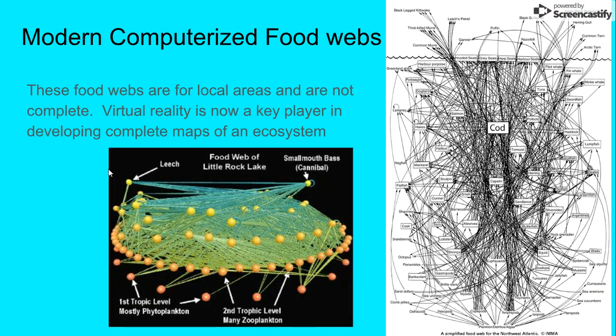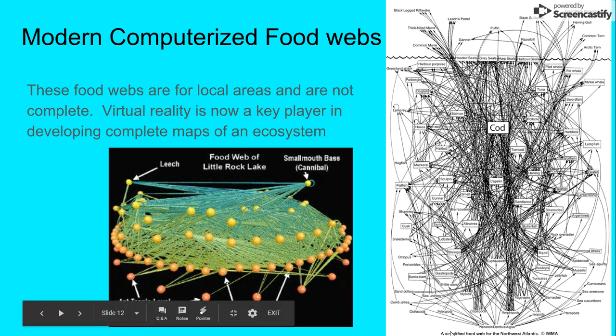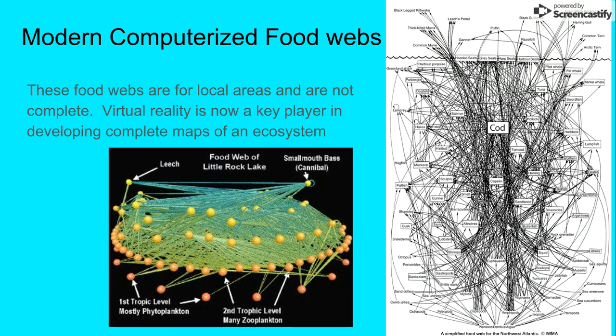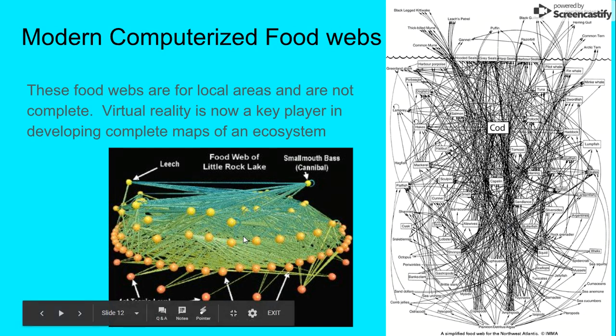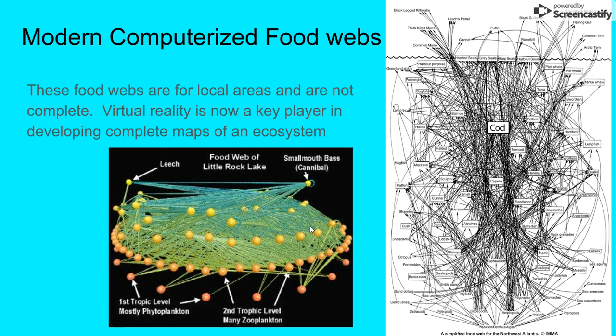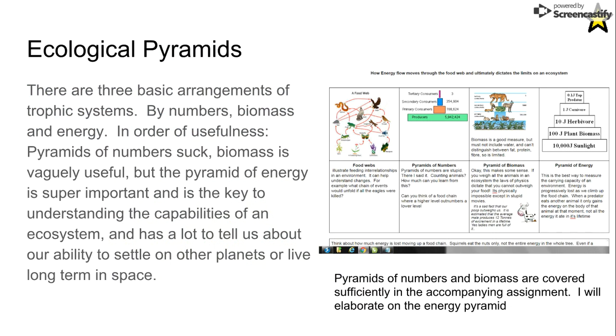Here are some modern food webs. So this is how crazy. This says a simplified food web for the Northwest Atlantic cod only. So you can imagine how crazy a real food web is. This one is a virtual reality food web, and you can wear one of these VR helmets and walk amongst the food web. So to get a complete food web, computer systems and virtual reality has become a major player in it.